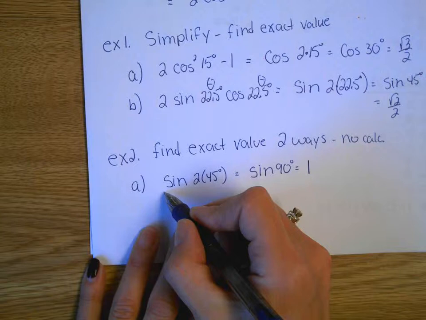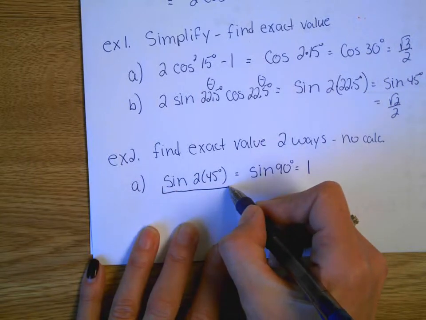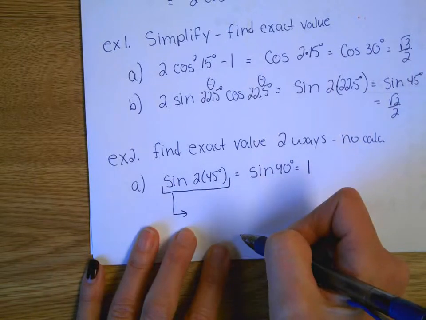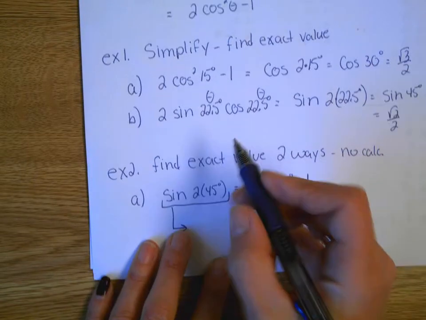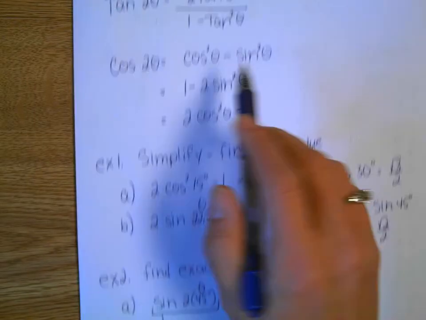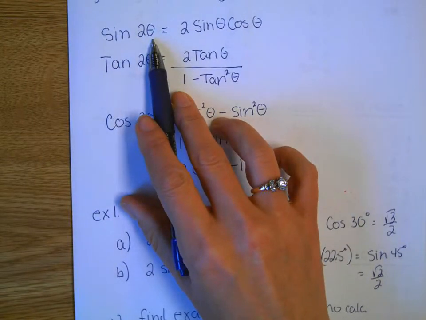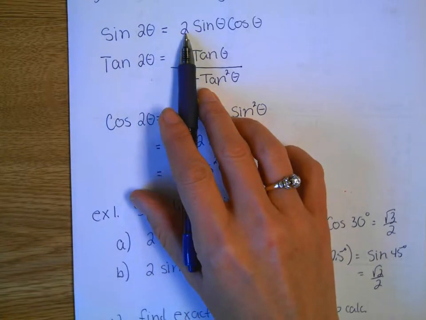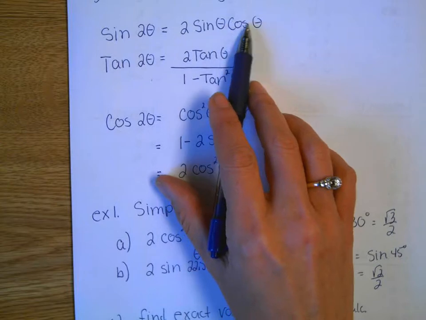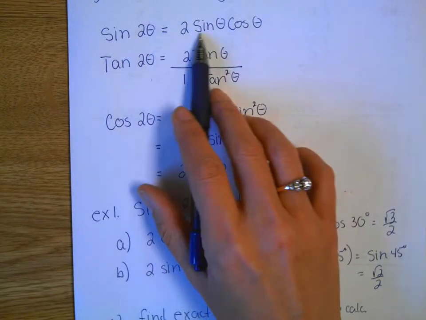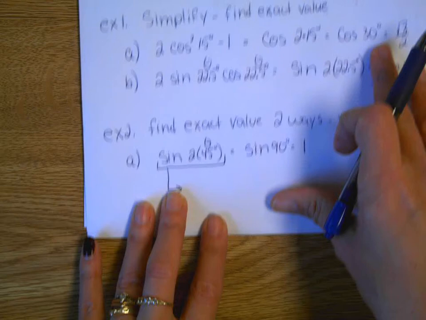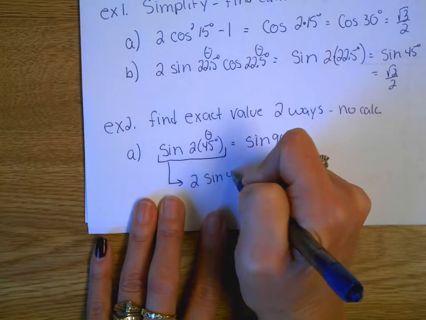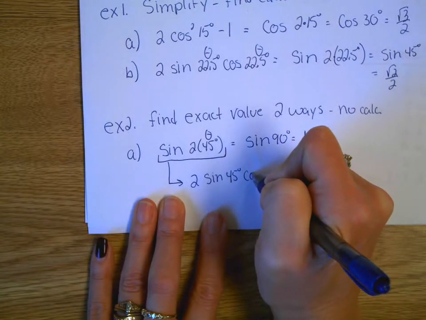What's the other thing you can start with here? What's the other avenue you can go down? 2 sine. Follow the identity for 2 theta. So I'm going to follow this identity right here. Sine of 2 theta, where my theta is a 45, equals 2 times the sine of 45 times the cosine of 45. So I'm just going to expand it.